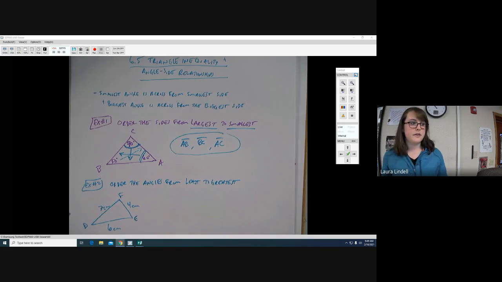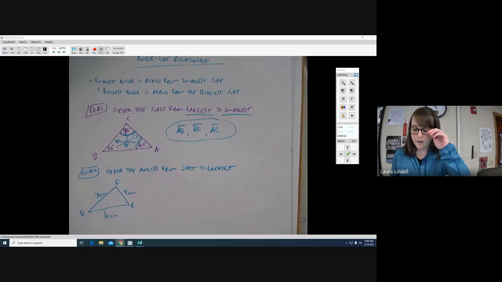And we're given the side lengths, and we want to order the angles this time from least to greatest. So make sure you pay attention again to the directions, ordering the angles from least to greatest. Okay.